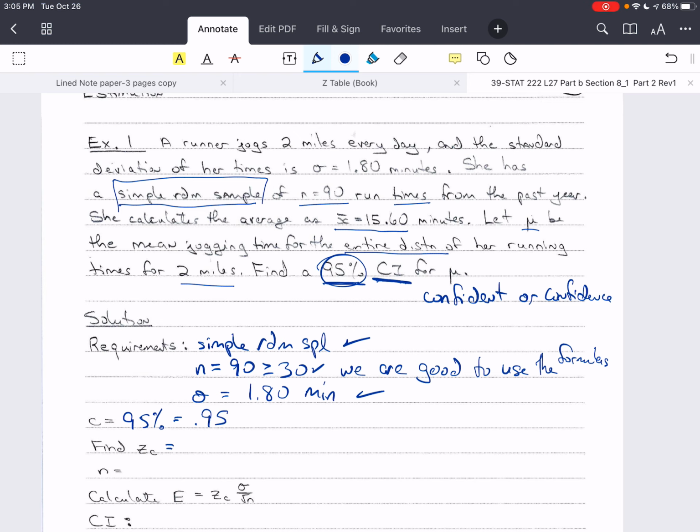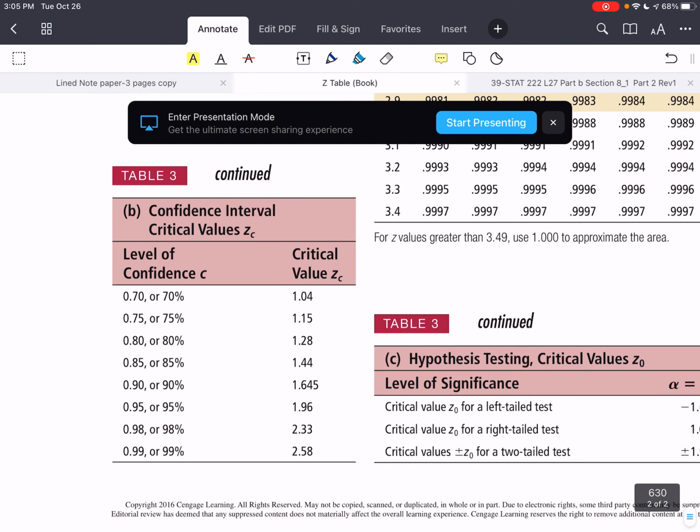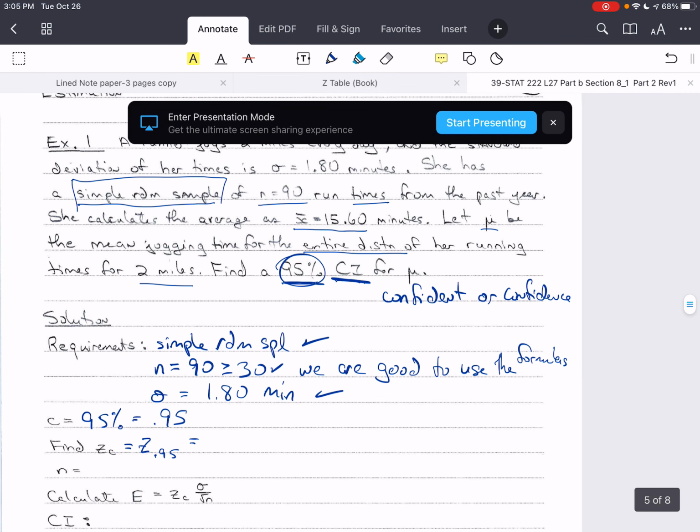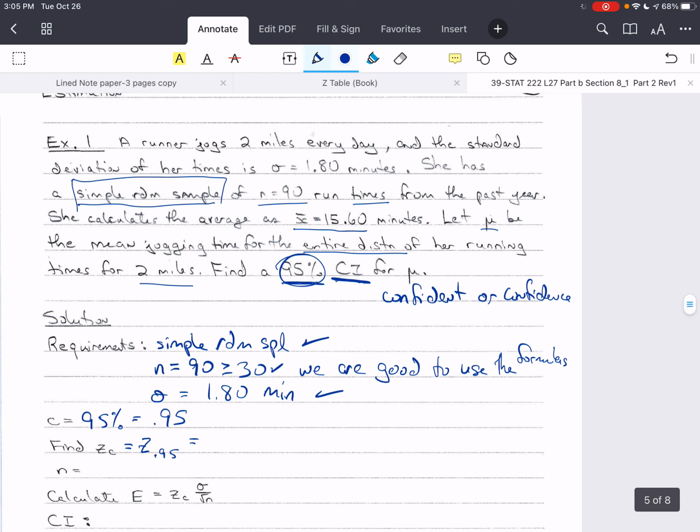And so our critical value is going to be z of 0.95. So we go to the z table and we find 0.95 or 95%, and we see that the critical value is 1.96. And then n is given to us in the problem, which is 90.